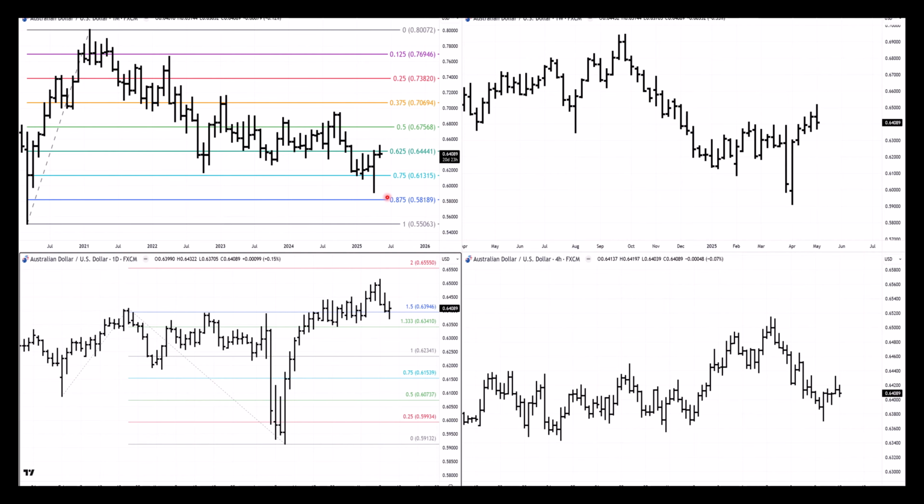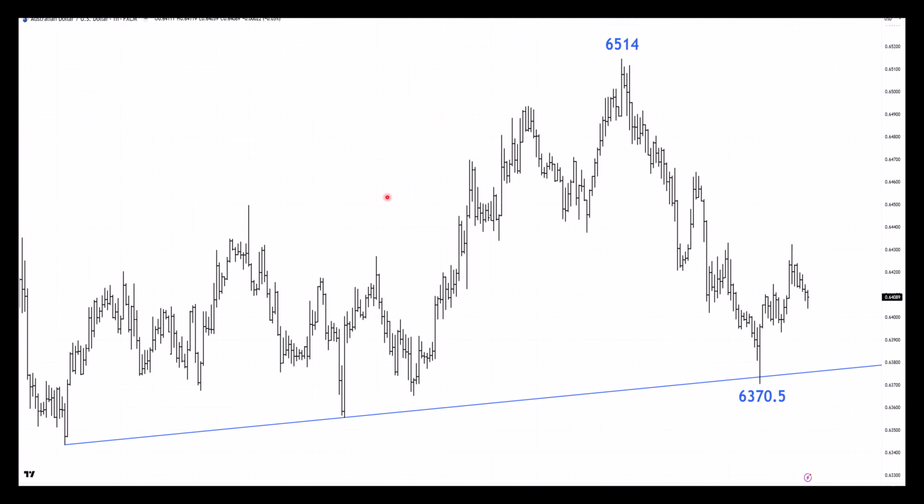But that's getting a few steps ahead. So we'll pause there for now. Let's move on to this chart here. I just want to discuss with you the top on Wednesday at 65.14.